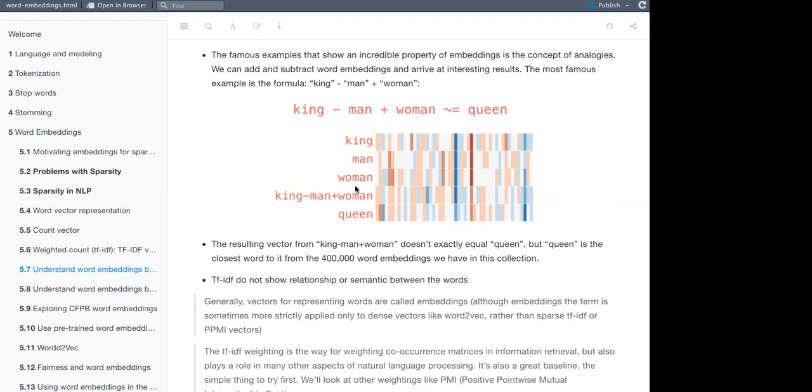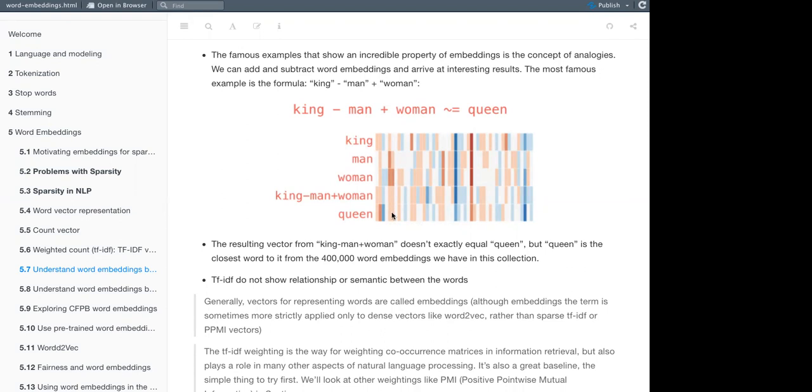When we do this, it gives us a queen. So we can see that this kind of representation allows us to do some kind of arithmetic. You can see this is king minus man plus woman. This is this one, but this is queen. So you can see queen and this one have some kind of similarity, right?